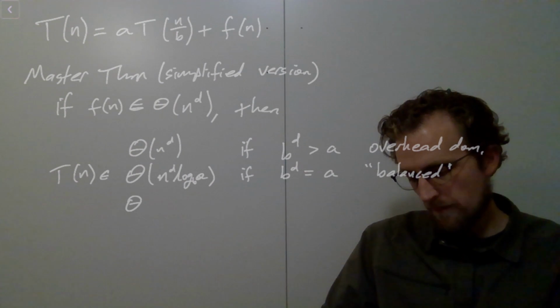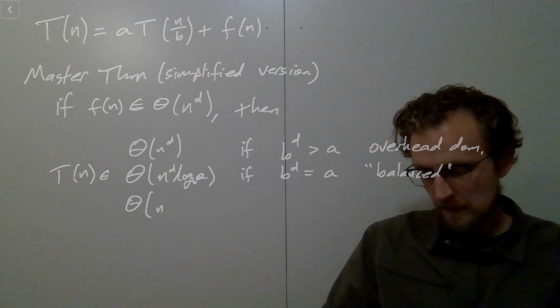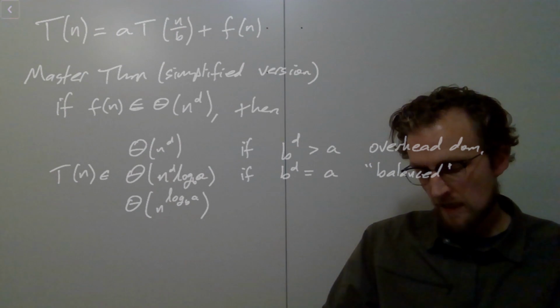And then last, we have this one. It could be n to the log base b of a, and this is if b to the d is smaller than a.